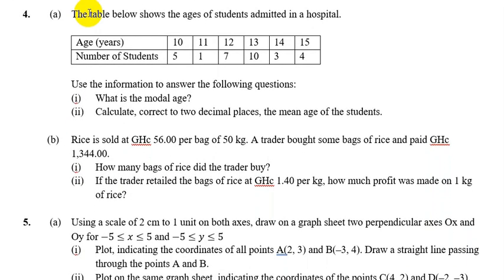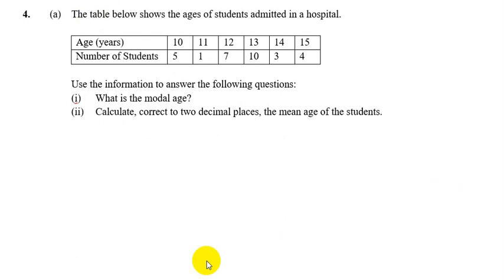Now question 4 too is now we want the first one to find the modal age of this. The modal age is the most appearing number. This means that for age 10 we had 5 people, age 11 we had one person, age 12 we had 7, and age 13 we had 10, age 14 we had 3, and age 15 we have 4. So which of the ages did we get more people? It is 13, we had 10. So simply this is 10.